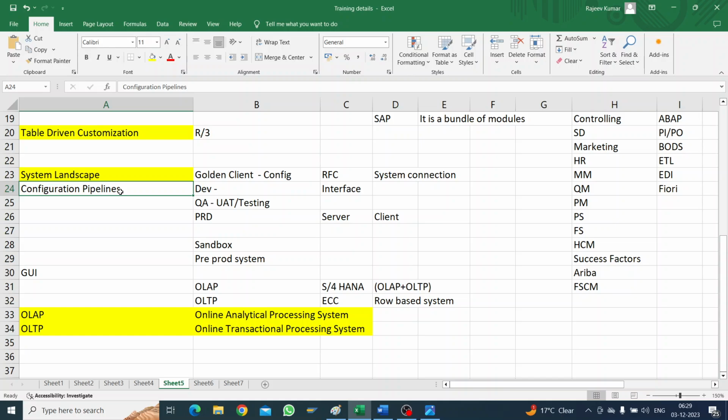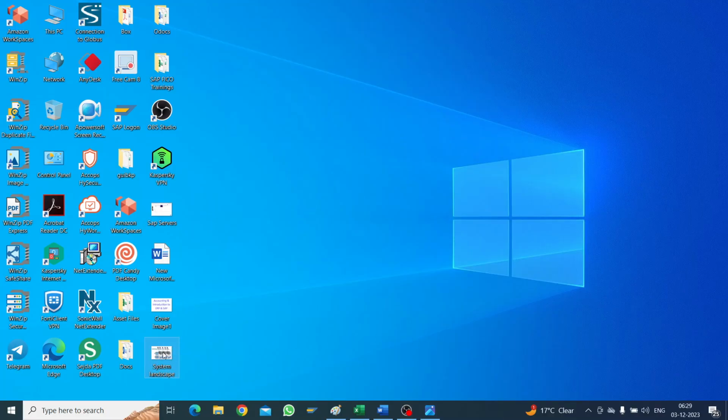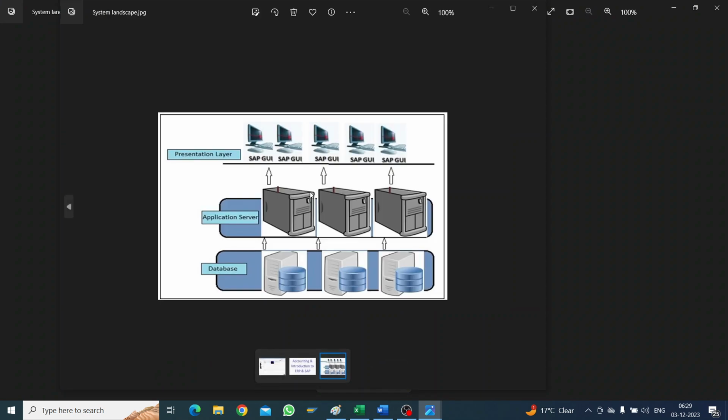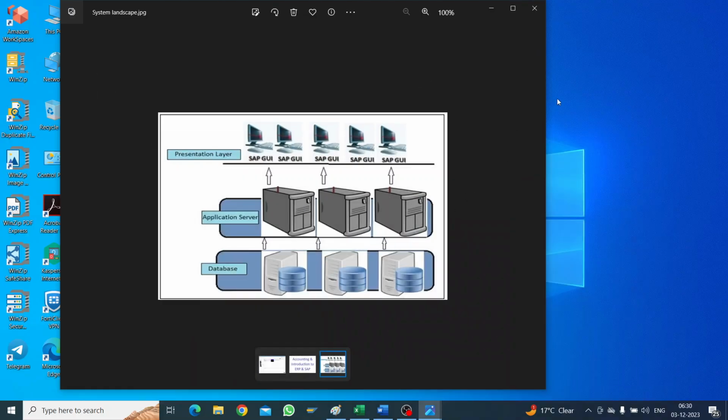So these are the things that come under your system landscape. I hope the meaning of system landscape is clear. Let me give you one example of the system landscape. How it will look is, sorry, not this, not this.